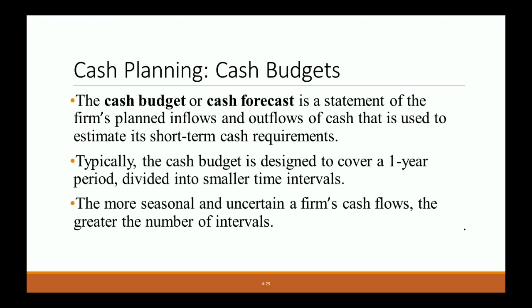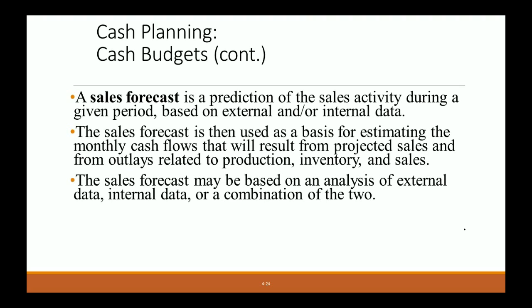The cash budget or cash forecast is a statement of the firm's planned inflows and outflows of cash. It is used to estimate short-term cash requirements. The cash budget is designed to cover a one-year period, usually divided into smaller time intervals. If a company has more uncertainty, there will be a greater number of intervals. The primary input into this is a sales forecast.